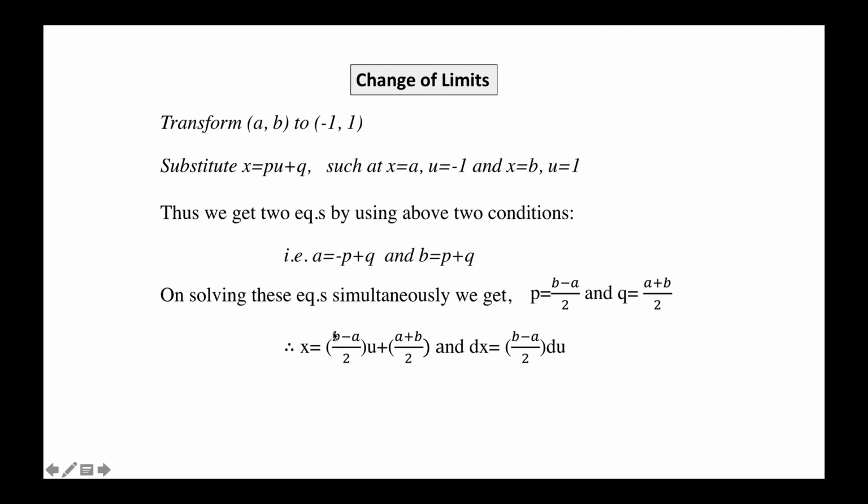So finally, what is your x now? x becomes (b - a)/2 u + (a + b)/2. So now dx becomes (b - a)/2 du. So this is our substitution.